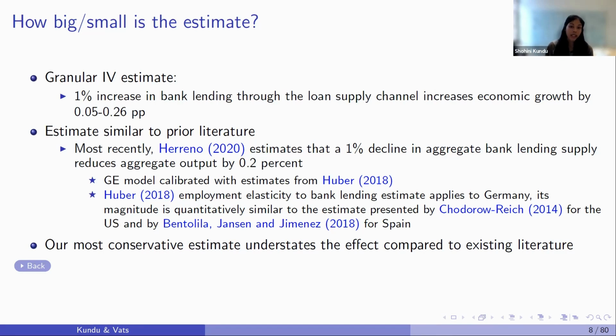Our lower bound is more conservative than the existing literature, and that may be because prior work usually only uses negative shocks to identify changes in the loan supply, whereas we use both positive and negative shocks, which are likely to affect the loan supply elasticity asymmetrically. Our sample period is also not restricted to the aftermath of financial crises or recessions, which can also be associated with a higher magnitude. And we discuss more issues related to magnitude in the paper.